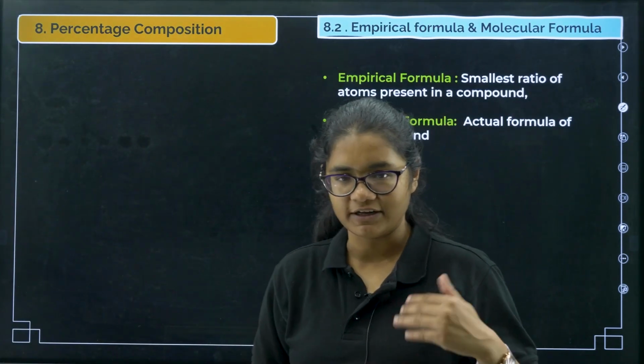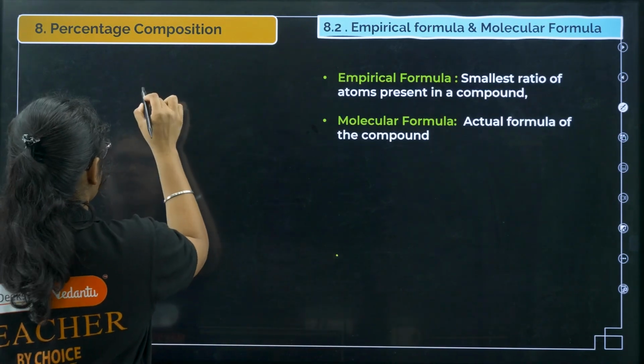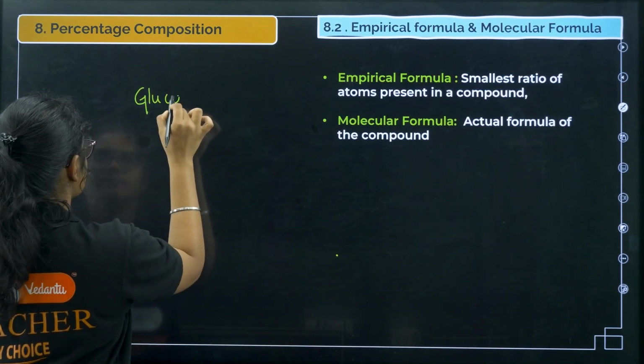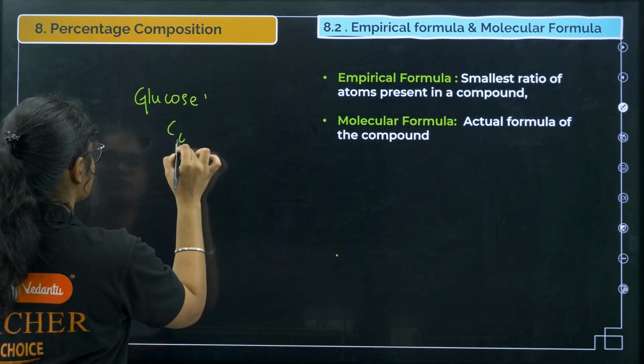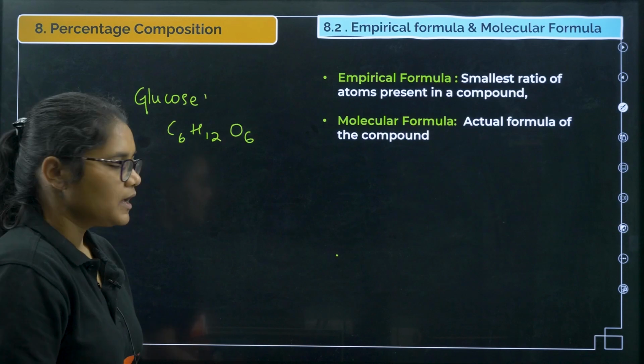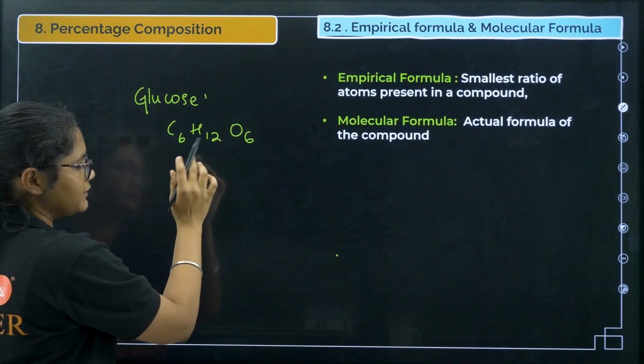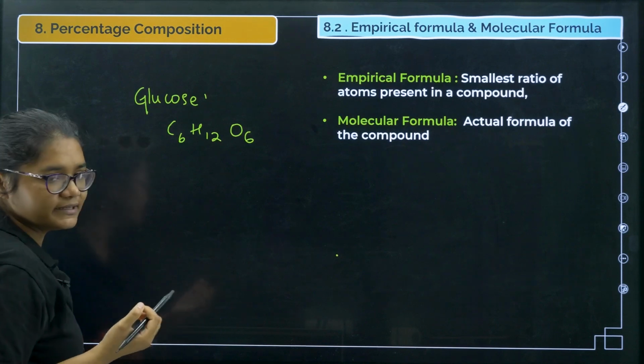Okay, we will go to the definitions later. Now let us understand with a simple example. So all of you might have heard about glucose, right? What is the molecular formula of glucose? C6H12O6, right? Now what I can do is, I can see a common term between all 3 numbers, right? The common term here is 2.